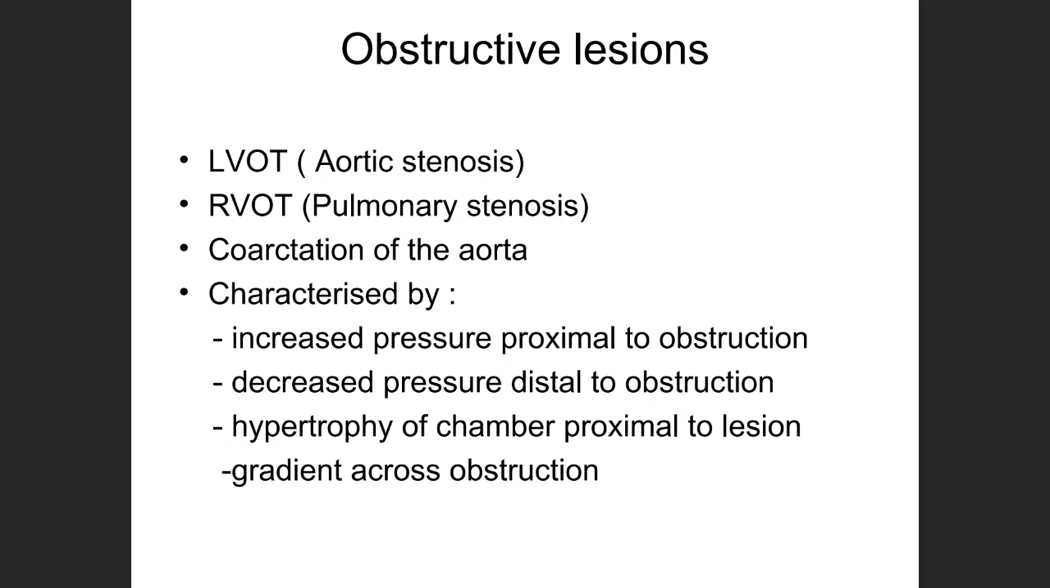There is hypertrophy of the chamber proximal to the obstructive lesion. And when you compare the systolic gradients across the area of obstruction, there is a difference in pressure, and this difference is called the gradient. So the greater the obstruction, the larger will be the gradient.